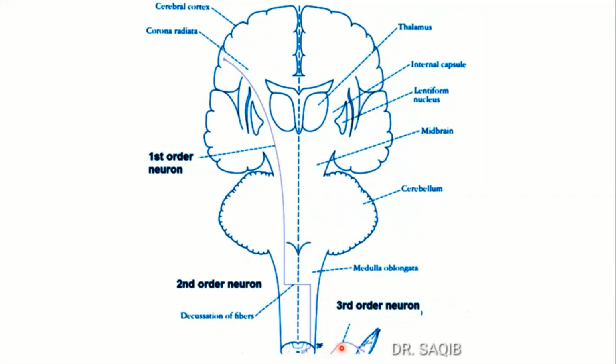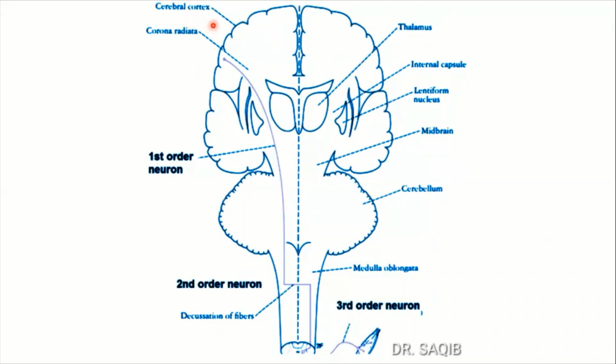So what are the lower motor neurons? This is called the common final pathway, and these are the fibers, the neurons coming from the anterior horn of the spinal cord and going to innervate the skeletal muscles. This is a lower motor neuron, commonly known as the final common pathway.